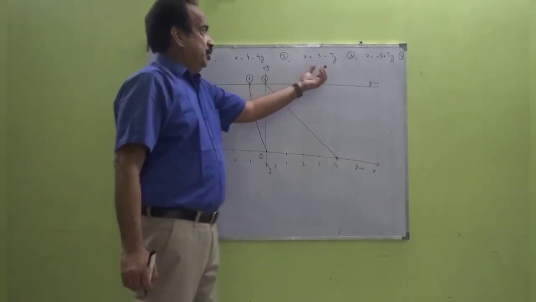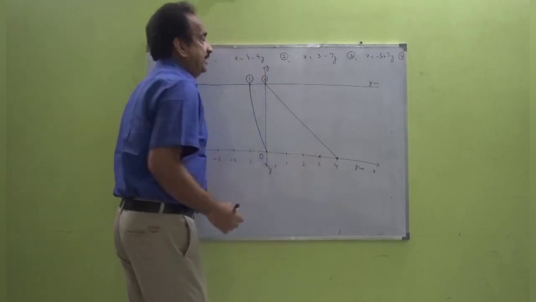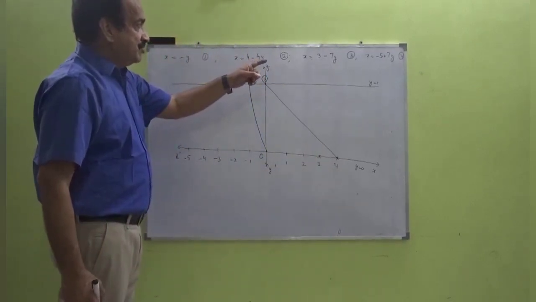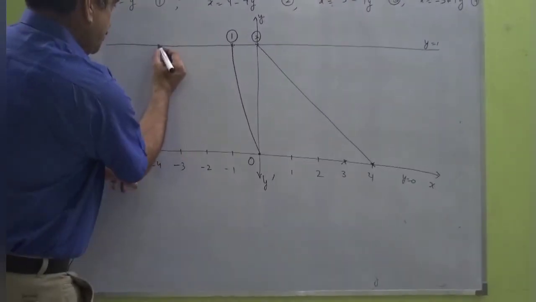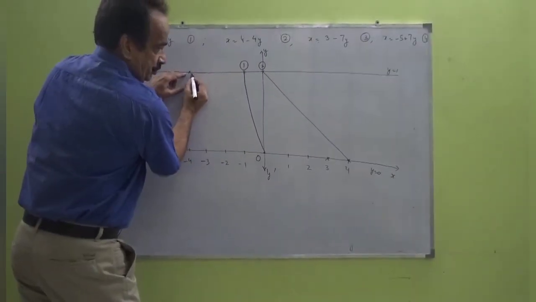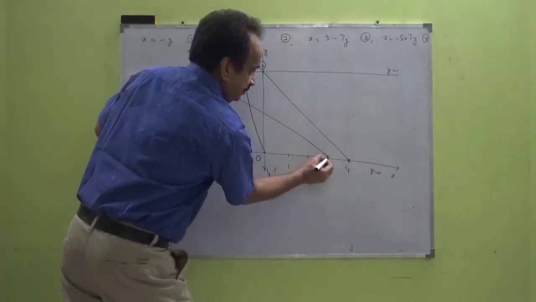The third one, when y is 0, x is 3, here it is, and when y is 1, x will be equal to minus 4. So minus 4 is somewhere here. So this is that point. So up to 3 it will go. So this is the point here.